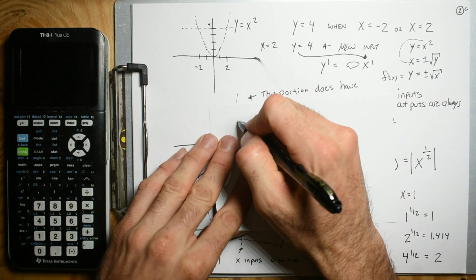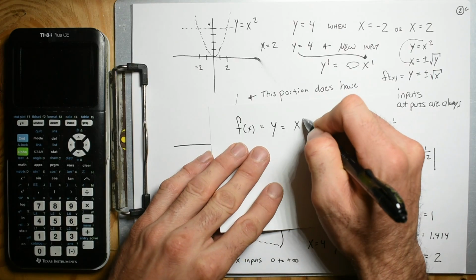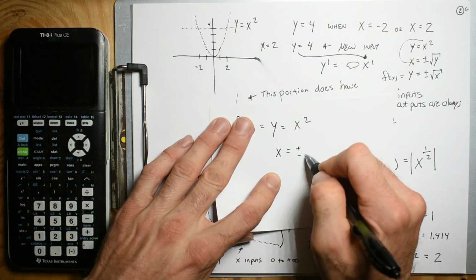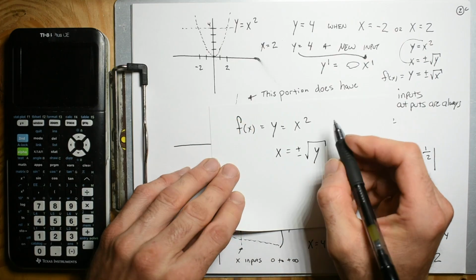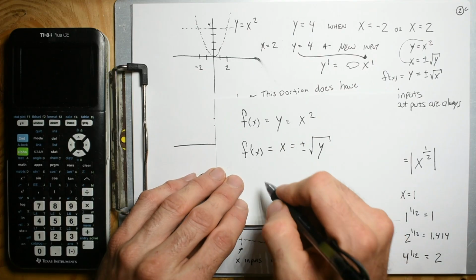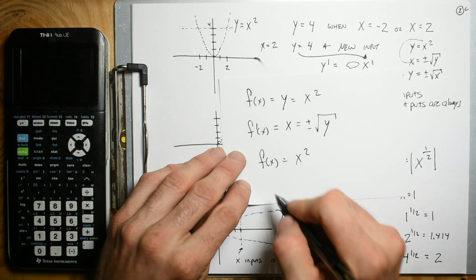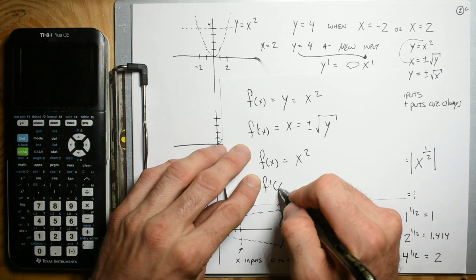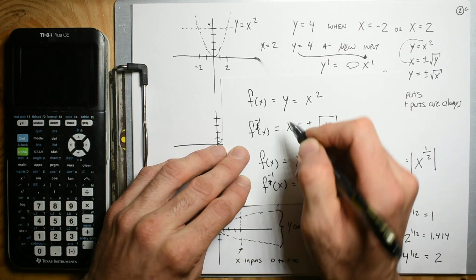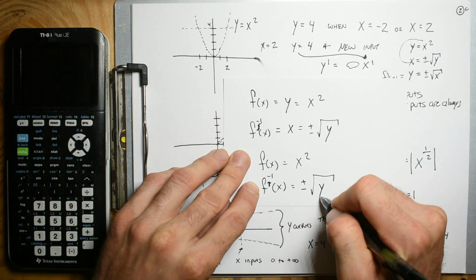We're going to start with our first equation. F of x is equal to y is equal to x squared. I'm going to solve for x. That's going to be x is plus or minus the square root of y. And I'm going to say this is equal to the inverse. So there we go, there's our two equations. F of x is equal to x squared. And then f to the negative 1, the inverse, is plus or minus the square root of y. That's the notation they're going to be using.